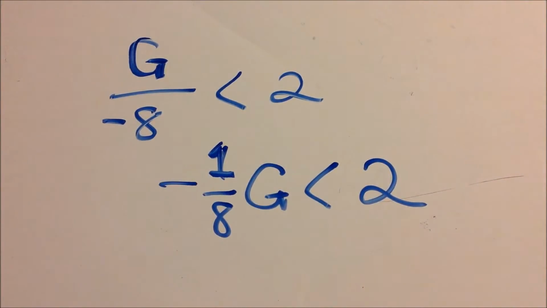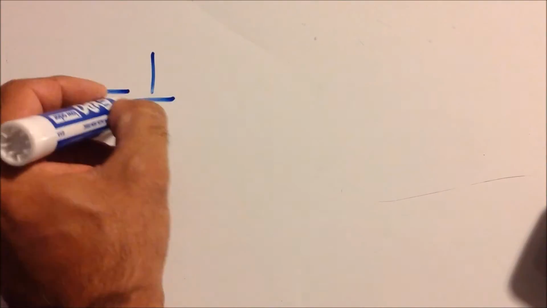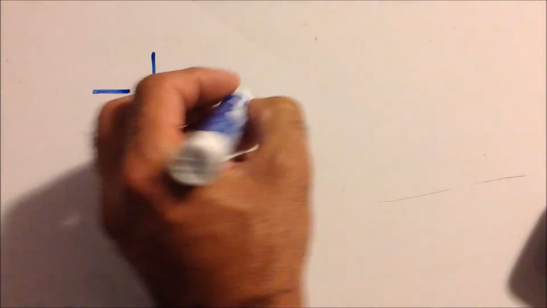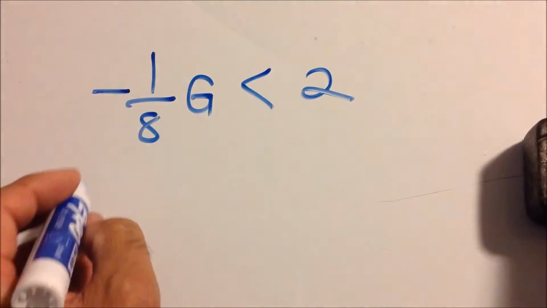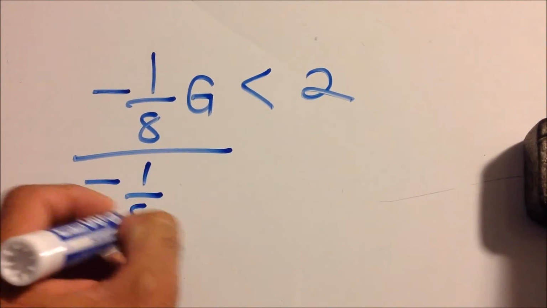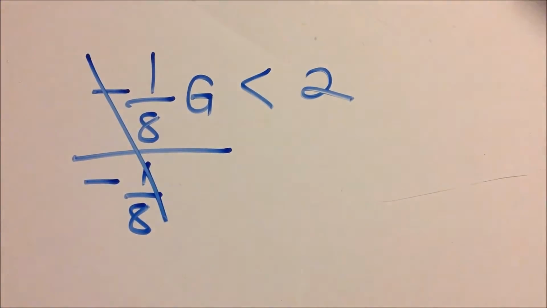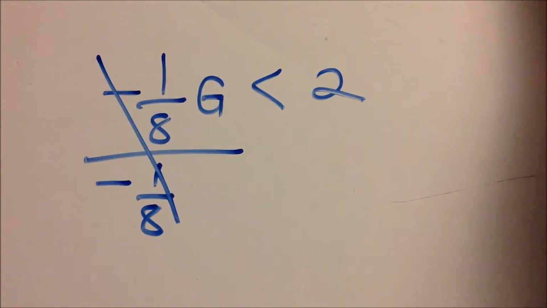And you can perform the division operation. So you have -1/8 g. So what you want to do, and I'll write this over again, is -1/8 g is less than 2. You want to divide out the -1/8 on both sides. It cancels. So do the rest, pause the tape, and see what answer you get.